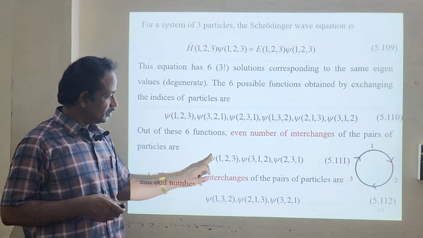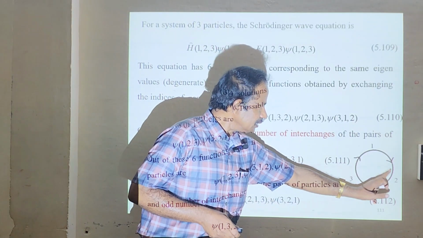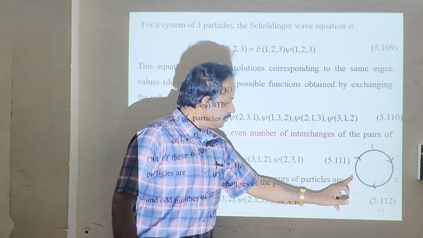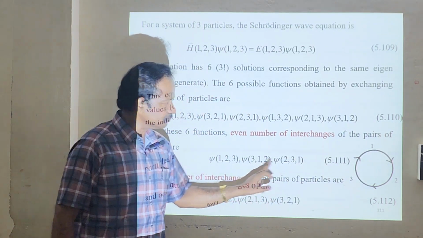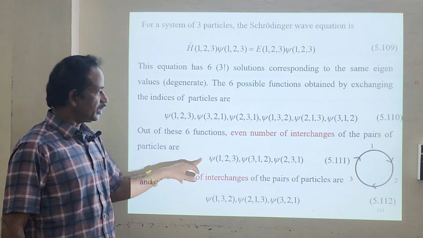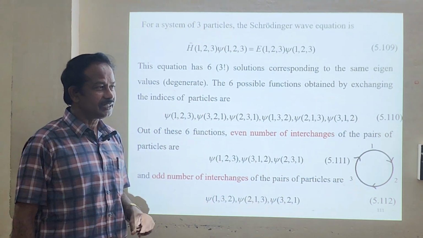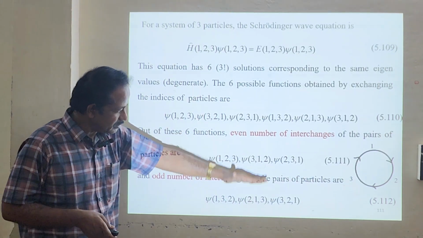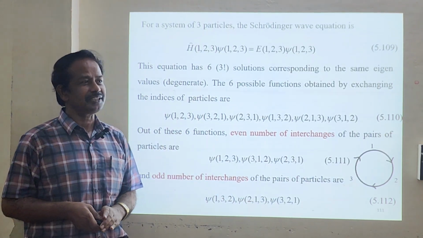For example, psi 1, 2, 3. Then psi 3, 1, 2. Then psi 2, 3, 1. See? So they are all even number of interchanges. The remaining ones will be odd number of interchanges. You subtract this by this, and that will give you the antisymmetric wave function.